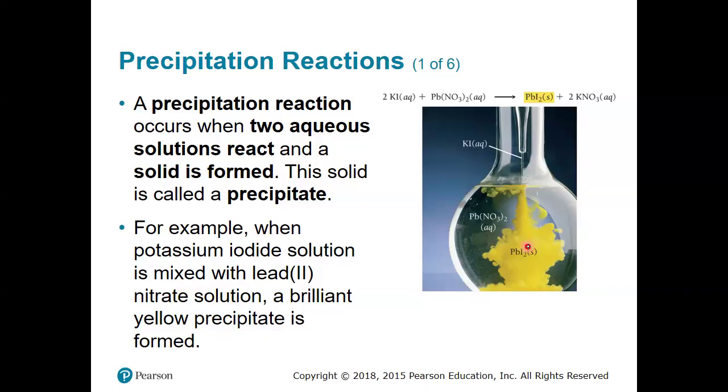But the question really becomes, how do we know that it is lead 2 iodide that is the solid here as opposed to the potassium nitrate? Because if we follow this, we see that this is a double replacement reaction, double displacement. Potassium and the lead switch places. And so how do I know that it's the lead compound that gives me the yellow solid and not the potassium compound?